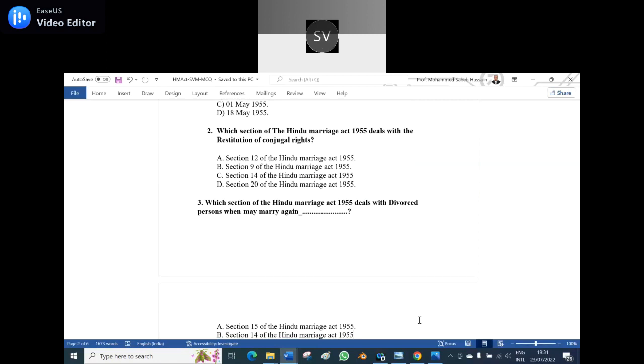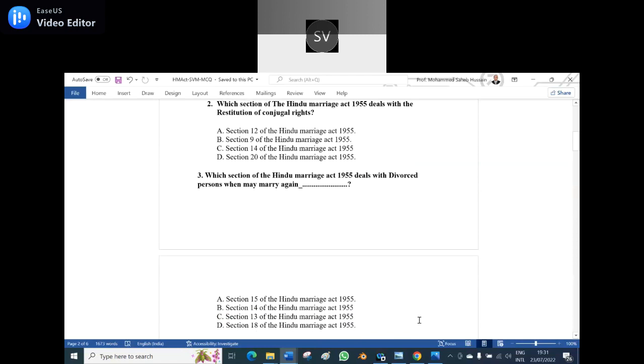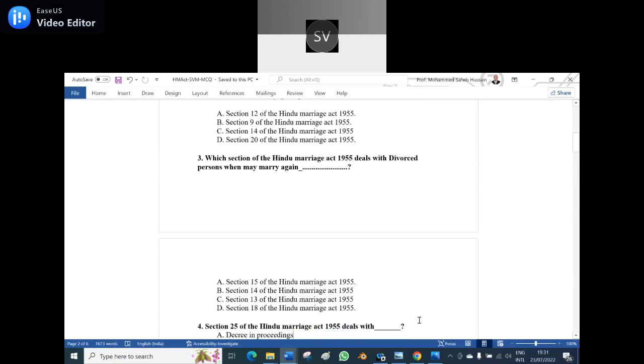Yes. Third question. Which section of Hindu Marriage Act deals with when a divorced person may marry again? Option A, section 15. Option B, section 14. Option C, section 13. Option D, section 18. Option A, section 15. Yes, section 15 is the correct answer.